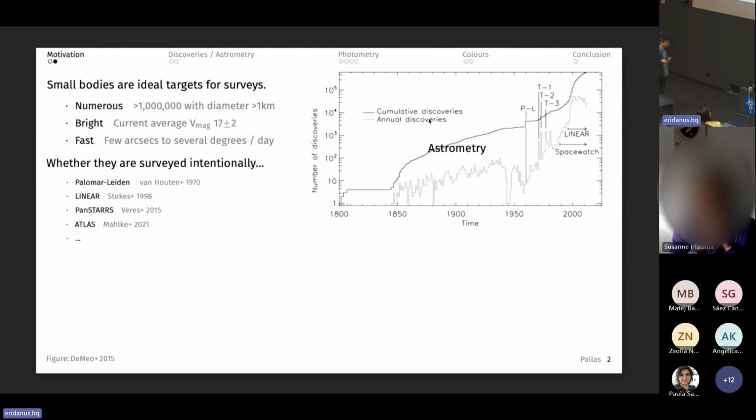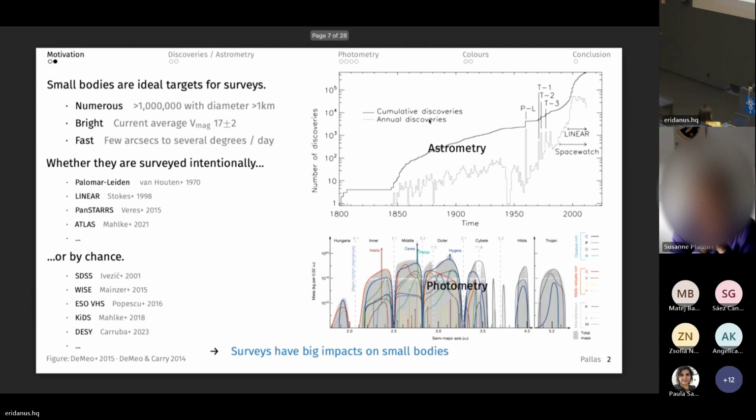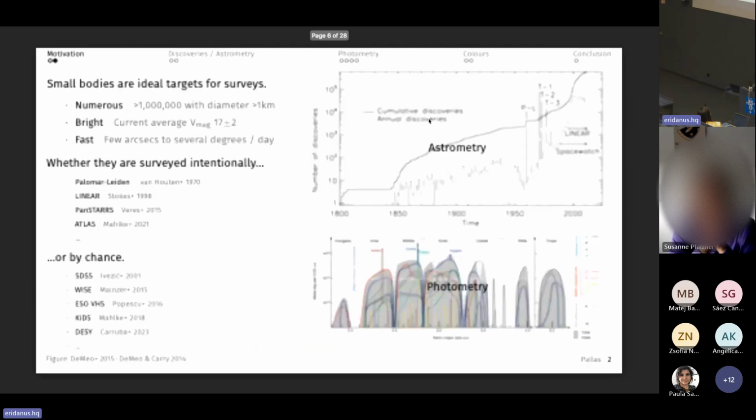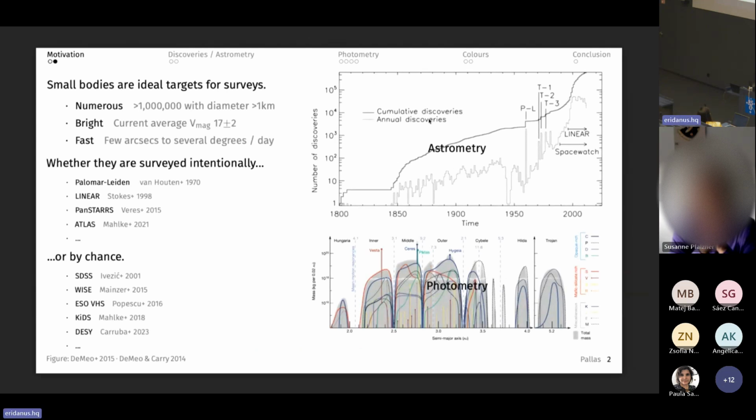But as many of you in the room will know, it's almost impossible to make a survey that doesn't focus on asteroids, because they're always in the field of view. And so even if they're not the primary science case, we still have a lot of asteroid science in the surveys. And here I'm going to have to focus on Sloan Digital Sky Survey, which was a milestone for asteroid science, even though it was not the primary science case, because it gave us visible colors for several hundreds of thousands of asteroids.